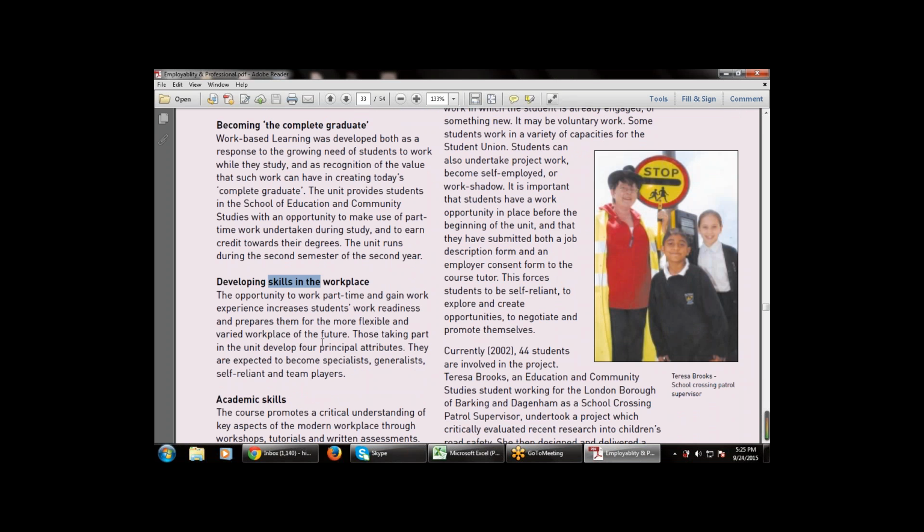Those taking part in the unit can also develop the four principal attributes, and they are expected to become specialists, self-reliant, and team players. Next is academic skills. The course promotes a critical understanding of the key aspects of the modern workplace, and the modern workplace is used throughout the workshop.